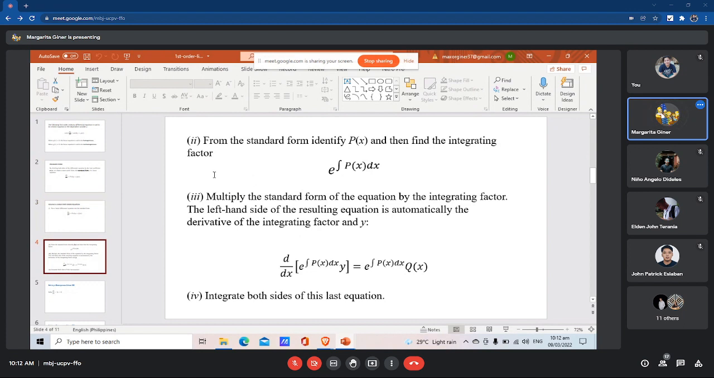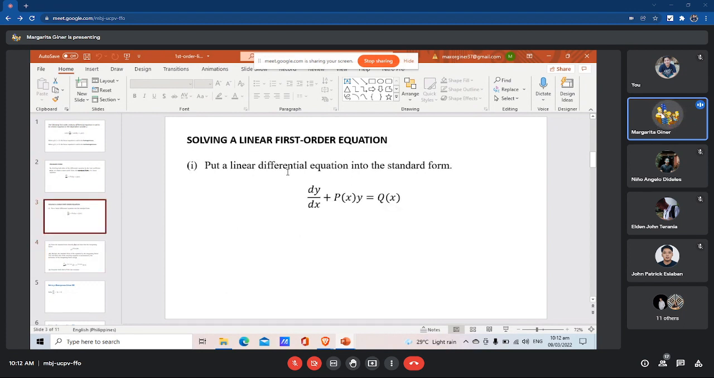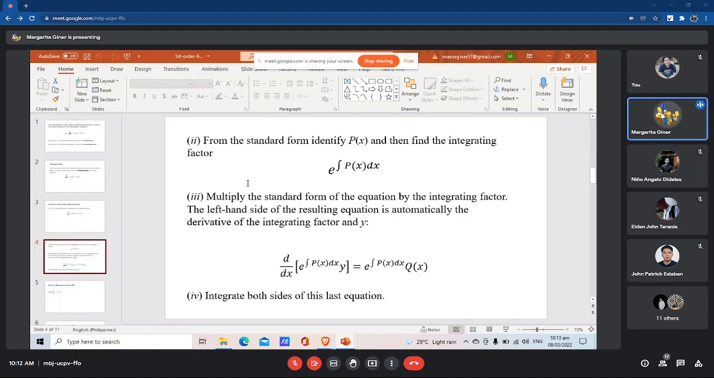Next. In order for us to solve the first order linear differential equation, we first need to get what we call the integrating factor. So the formula in solving for the integrating factor is this one. I will just slide it.